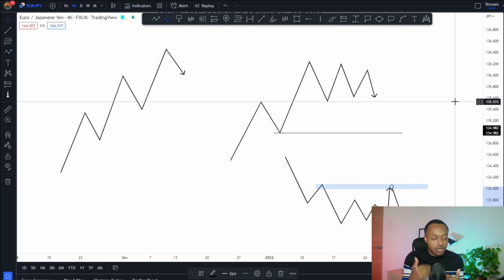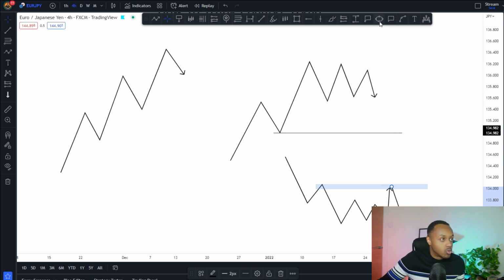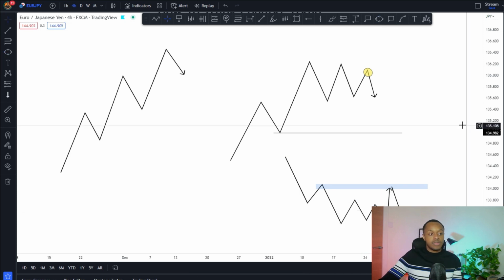In terms of entries and looking to enter the trade, these are the areas we want to be doing it on, that second failed high and that second failed low. These are the times we want to be looking for entries and looking to enter the trade.